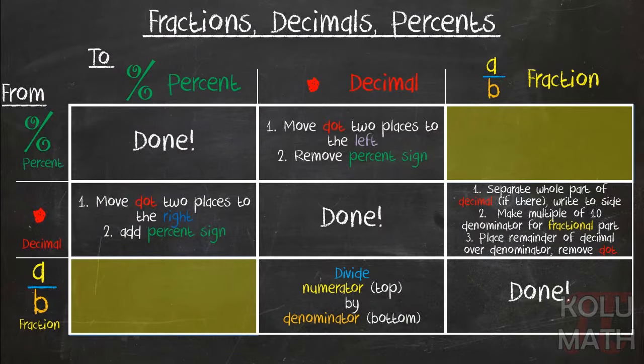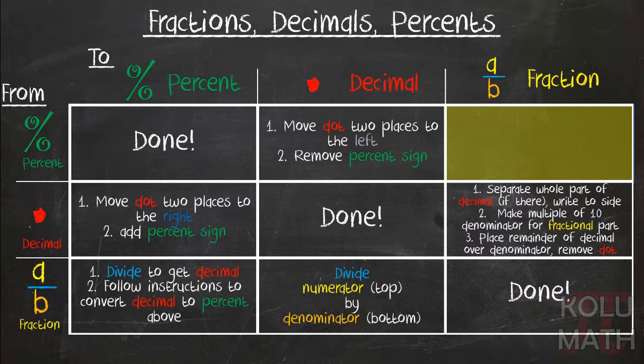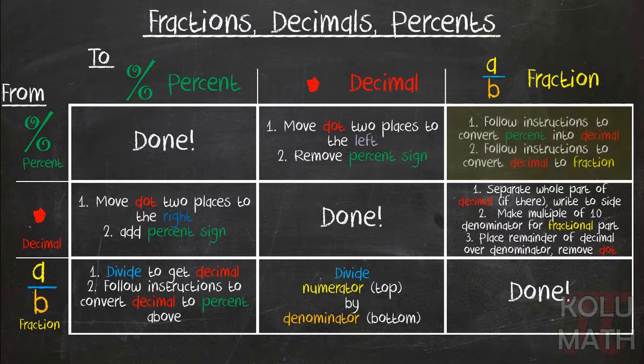Okay, let's fill in those places. To convert a fraction to a percent, first I divide to get the decimal, and then I convert the decimal to a percent. To get from a percent to a fraction, first I convert the percent into a decimal, then I convert the decimal into a fraction. Just that easy, guys.